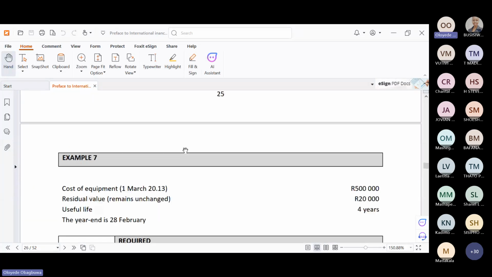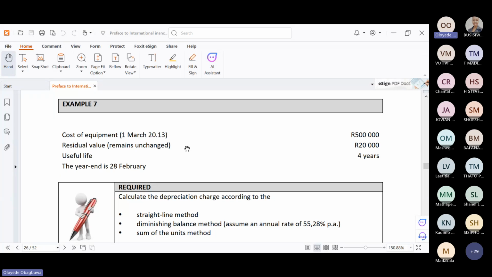Now, example 7, cost of equipment. Now, we are going to learn the method of depreciation here. You will have read it in those theories, but let's quickly use this example to demonstrate them. We have the cost of equipment on 1st of March 2013. The residual value remains unchanged, 20,000. Useful life is 4 years. The year end is 28th February.